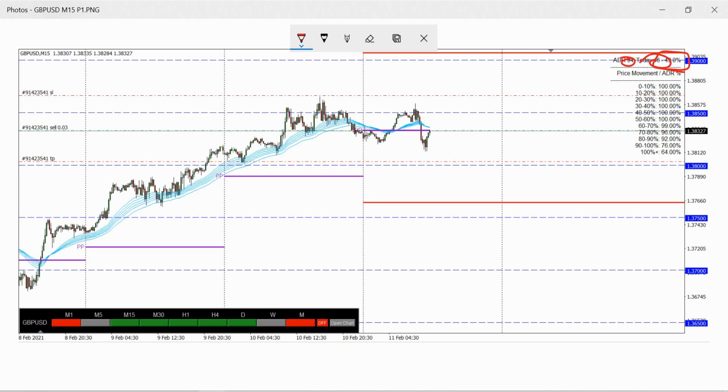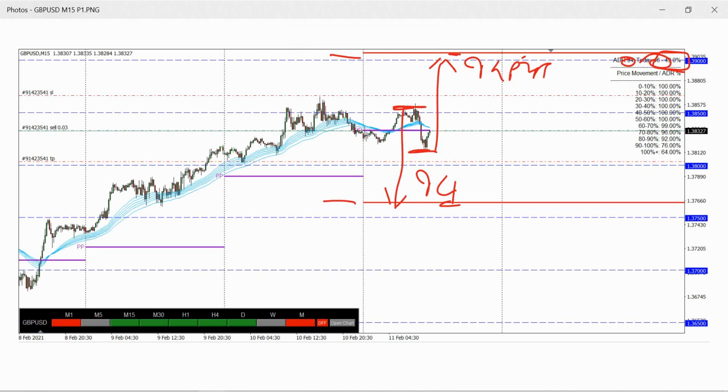And what it does here, it shows these 2 bands over here in red, and what it does, it draws from the high over here, and also from the low. So from here to here is 94 pips, and from here to here is 94 pips. So what it's saying is that on average we're going to expect that this currency pair is going to move up to this level or this level here.